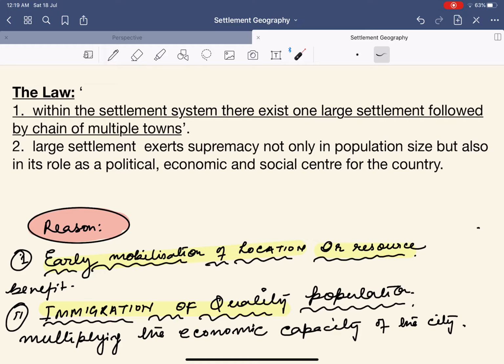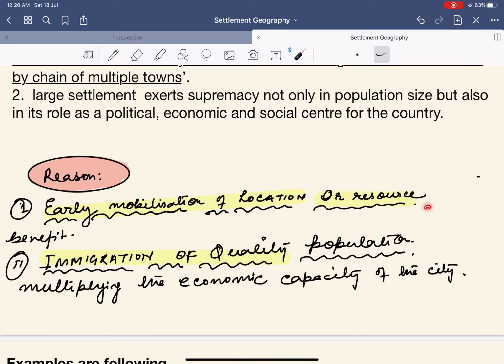Next, but why does this primate city grow, or what is the reason for a city becoming a primate city, or I can say a larger city or a prime city? The first and foremost reason is early mobilization of location or resource benefit. What is the location? For example, if it is located near the sea coast, for example Singapore, we can say Kuala Lumpur. These are some of the cities that have the locational benefit. Next, resource.